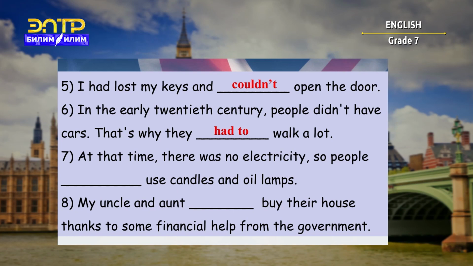And the next sentence. At that time, there was no electricity, so people had to use candles and oil lamps. And the last sentence. My uncle and aunts couldn't buy their house, thanks to some financial help from the government. Good job! Let's move to the next task.